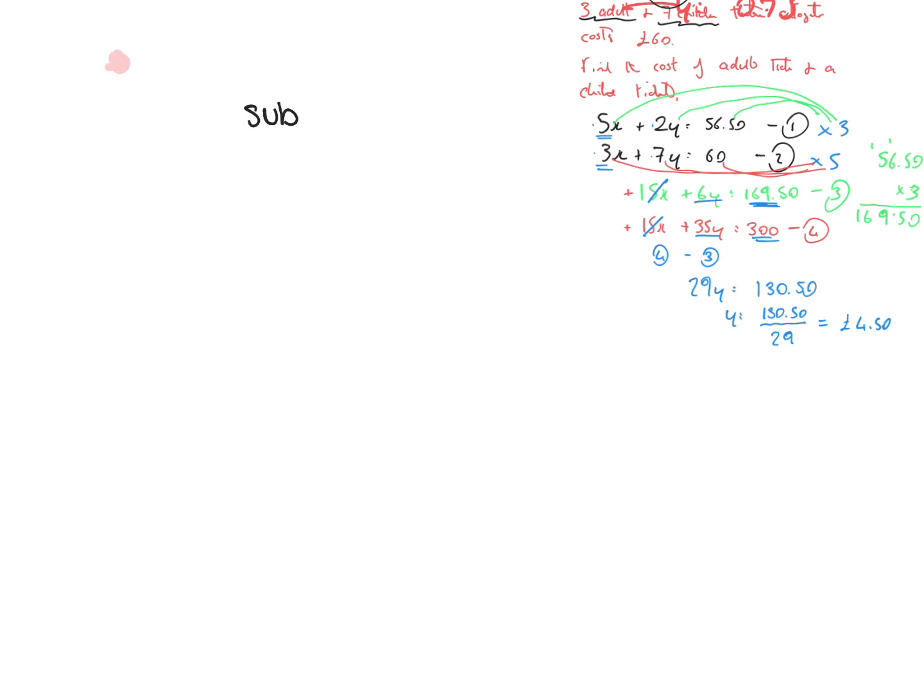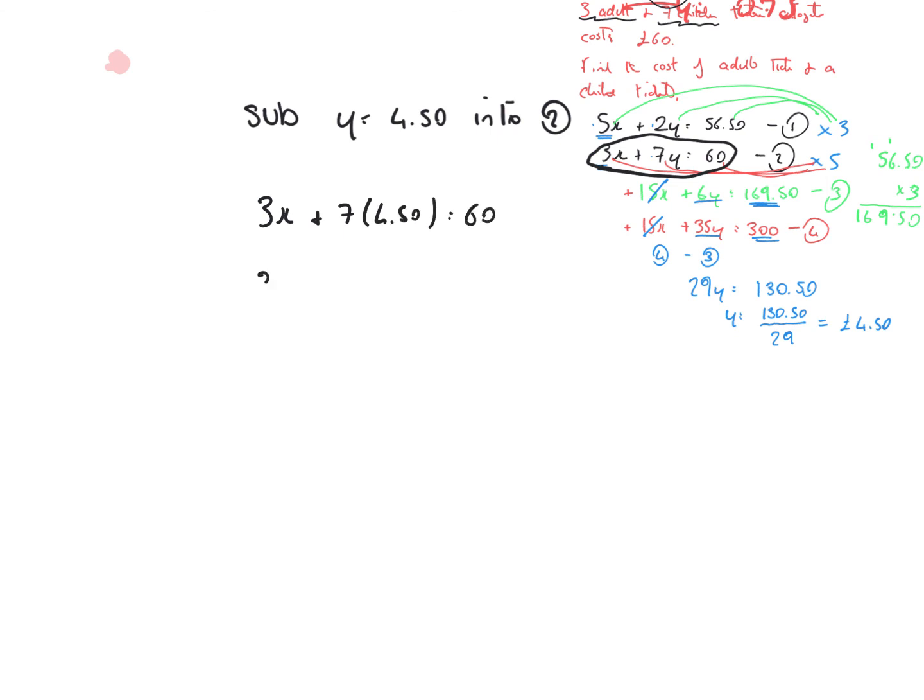I'm now going to sub Y equals 4.50 into one of the equations. Doesn't matter which one, so this time I'm going to go for equation 2. Wherever I see Y, I'll replace it with 4.50. So that'll be 3x plus 7 times 4.50 is equal to 60. Okay, so 7 lots of £4.50. 7 lots of £4 is £28. 7 lots of 50 pence is £3.50. So that will be £31.50 is equal to £60.